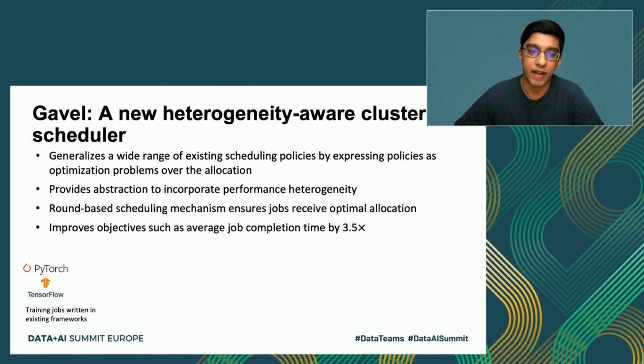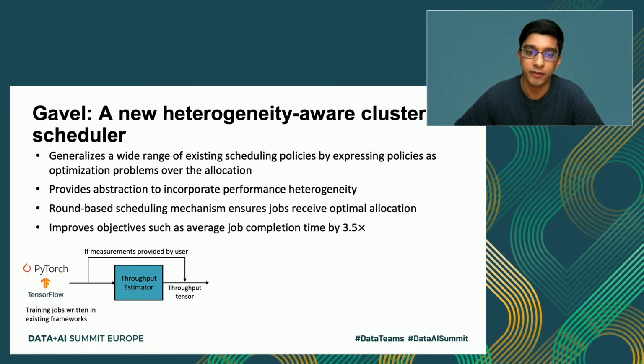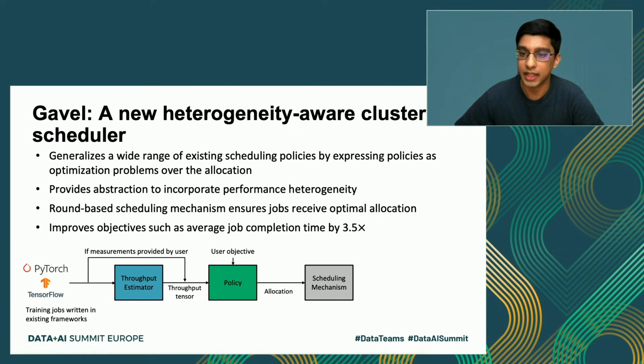To give you an idea of how Gavel works, as before, users will submit their training jobs written in existing frameworks such as PyTorch or TensorFlow, but now these are given to a throughput estimator, which is responsible for profiling these jobs on the different resource types and producing a throughput tensor that captures this information. This throughput tensor is fed into the scheduling policy, which is represented as an optimization problem that tries to satisfy some user objective. And this policy produces a theoretically optimal allocation, which is given to the round-based scheduling mechanism.